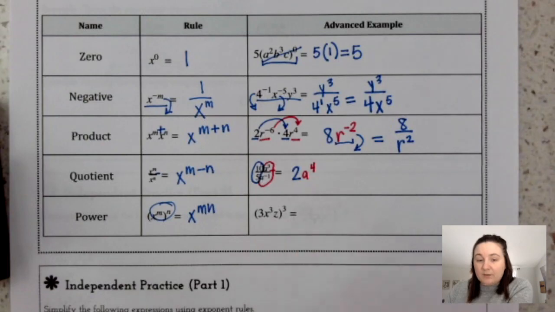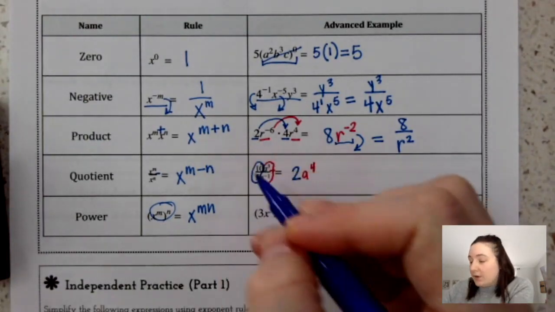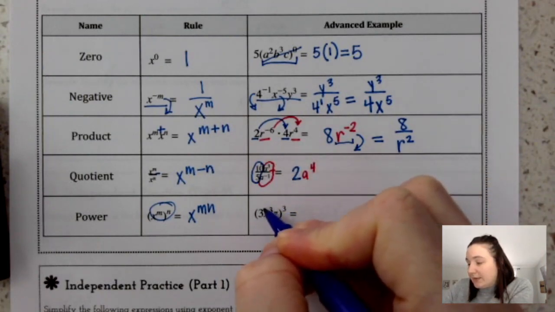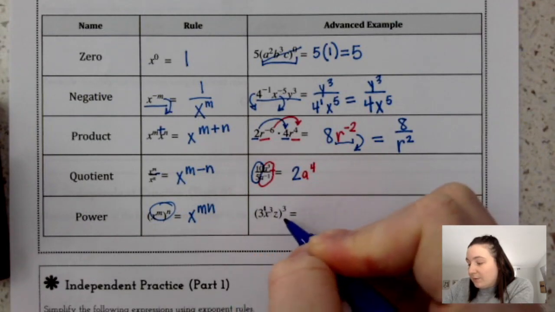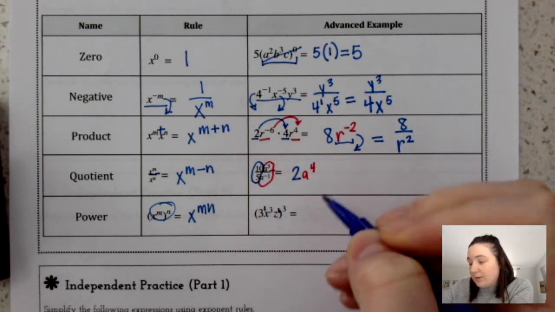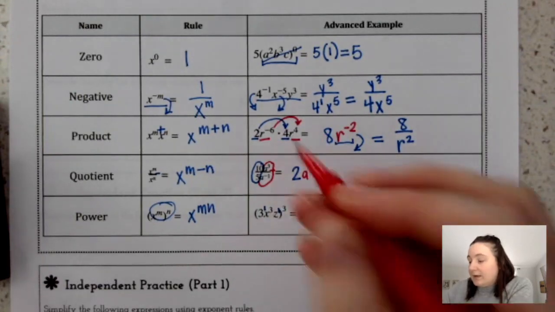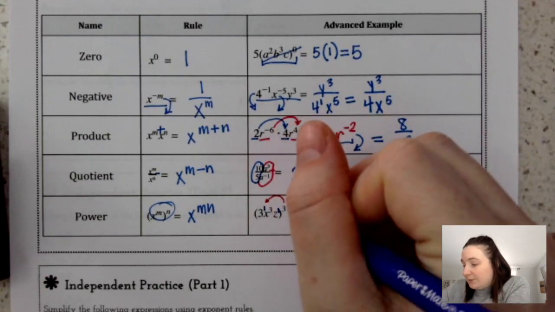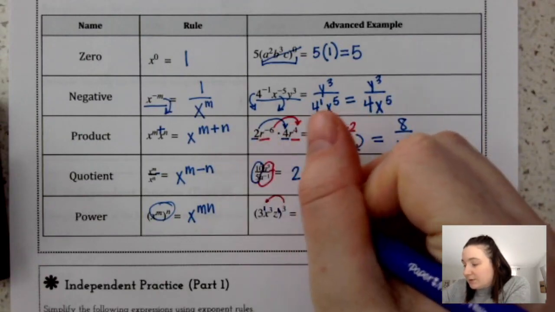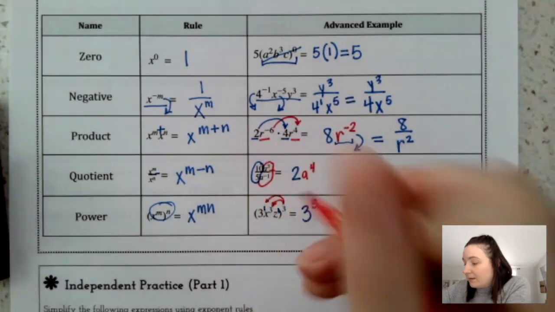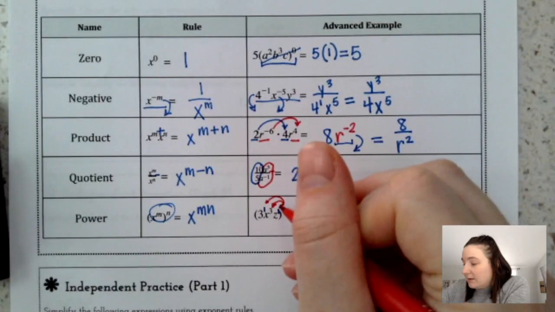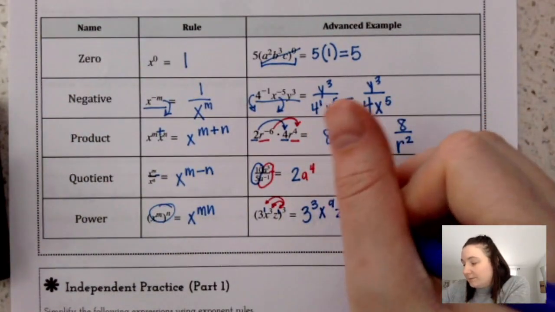Last one is the power rule. When you start adding difficulty to the power rule, you just have to distribute. So we need to make sure that everything inside the parentheses has an exponent, and if it doesn't, we write it in. So this 3 has an exponent of 1. This z has an exponent of 1. Now we want to distribute to all the exponents, and when we distribute, we multiply. So 3 times 1 is 3. 3 times 3 is 9. And 3 times 1 is 3.